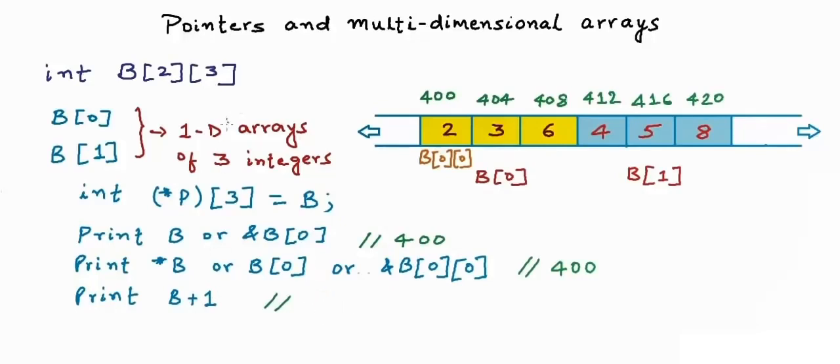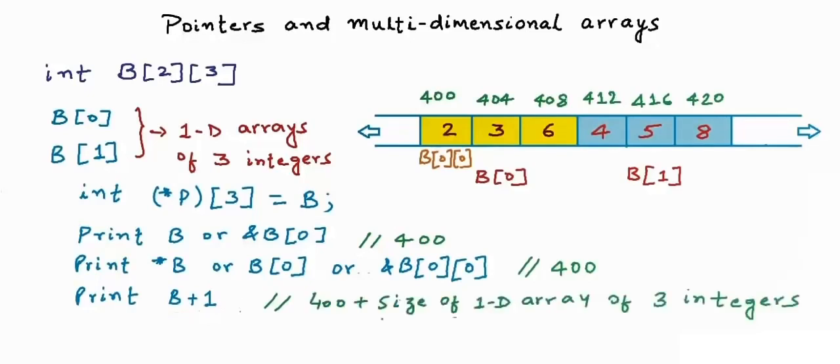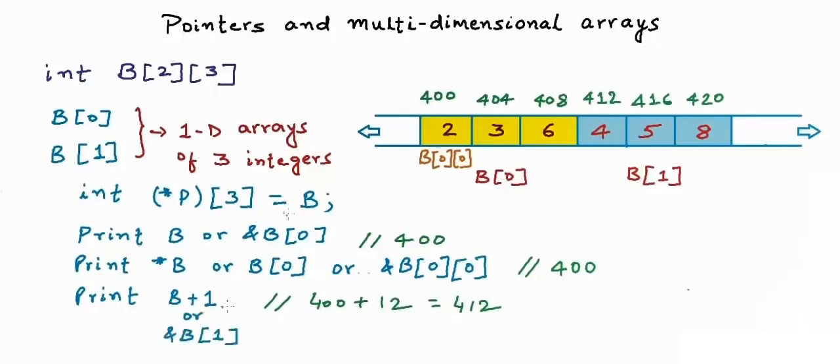b this time is returning us a pointer to a one-dimensional array of 3 integers. So if I do pointer arithmetic like adding plus 1, we are moving to the next 1D array of 3 integers. So we will be moving to address 400 plus the size of a one-dimensional array of 3 integers in bytes. So the output will be 412, which makes sense because b plus 1 is the same as ampersand b1, or address of b1, and address of b1 is 412.